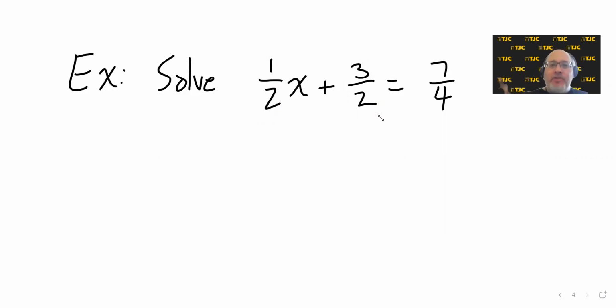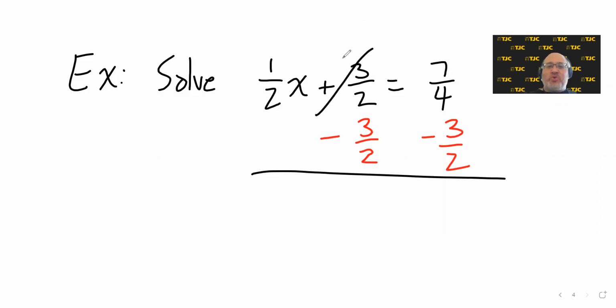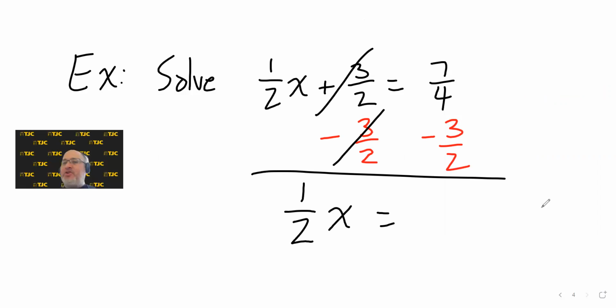By now, you probably know that we're going to get rid of the 3/2 first. And you probably know that we're going to get rid of it by subtracting 3/2 from both sides. The net result of subtracting 3/2 on the left is it cancels the positive 3/2, leaving a 1/2 x. But on the right side, we have to subtract 7/4 minus 3/2, and that's going to require getting common denominators.